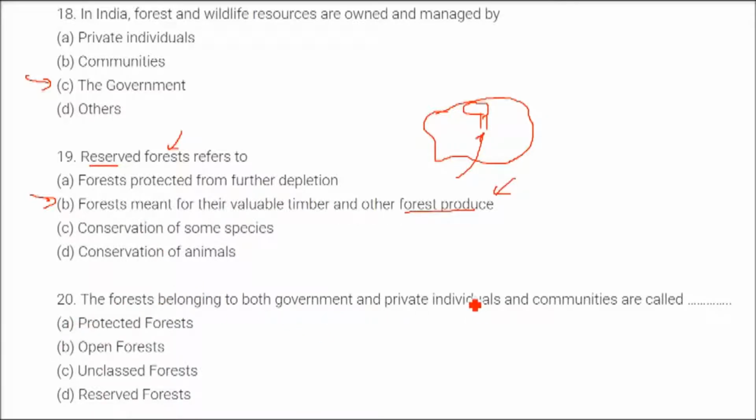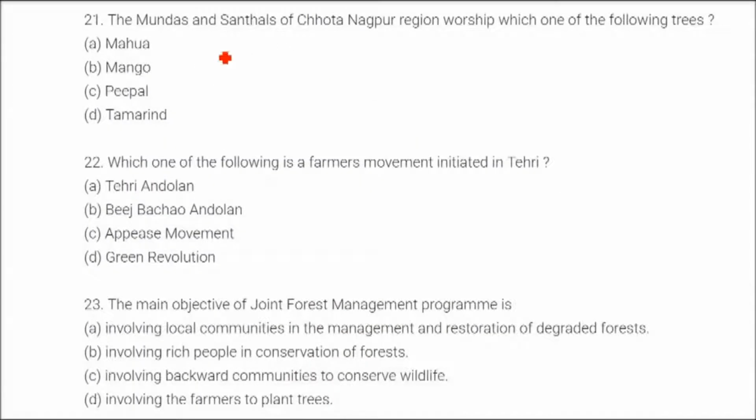The forests belonging to both government and private individuals and communities are called, the answer is unclassed forest. Unclassed forest can belong to private individuals also. The Mundas and the Santhals of Chota Nagpur region worship which one of the following trees? The answer is Mahua tree.